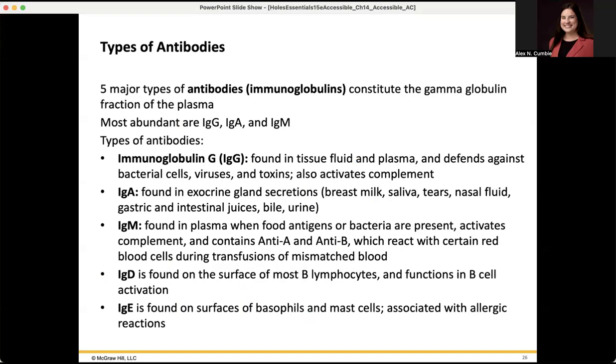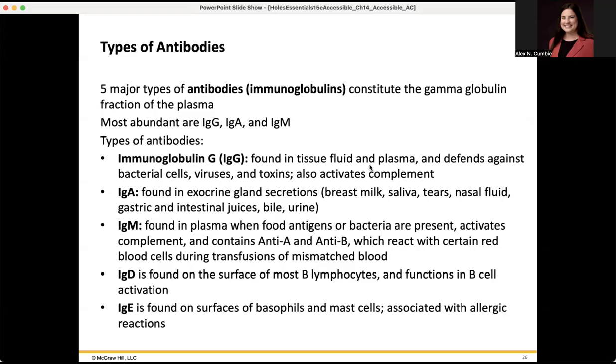Antibodies. There are a number of antibodies, but we put them into different type categories. The most abundant are going to be these first three: IgG, IgA, and IgM. Ig just stands for immunoglobulin, that plasma protein. IgG is found in tissue fluid and plasma, circulating in the bloodstream. Again, they defend against bacterial cells, viruses, toxins, and activate complement, one of our chemicals that's going to try to directly attack these things.